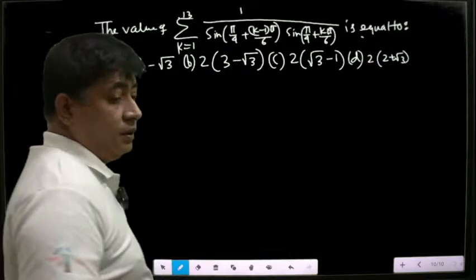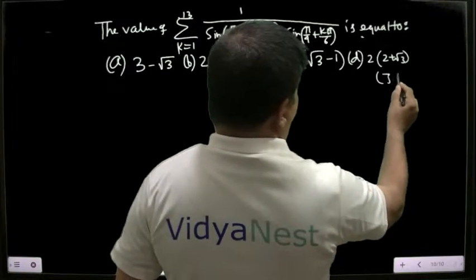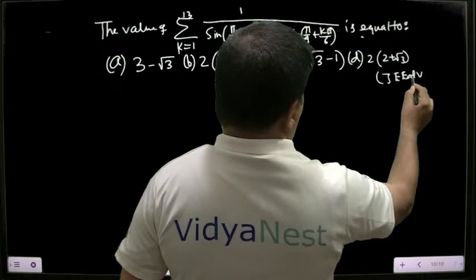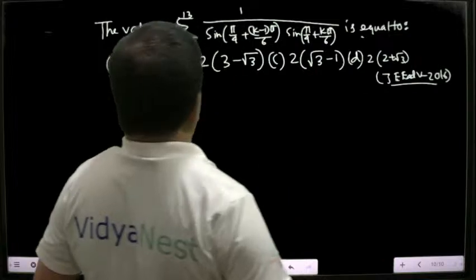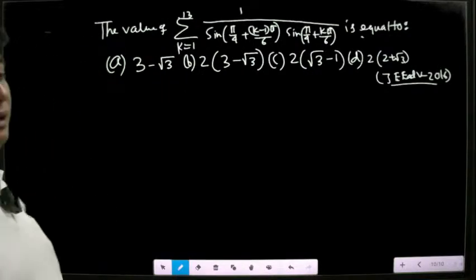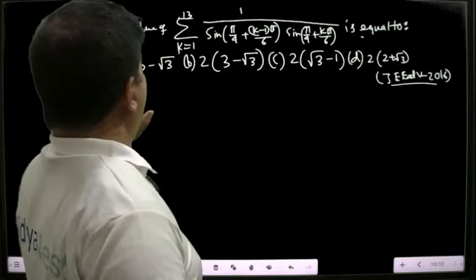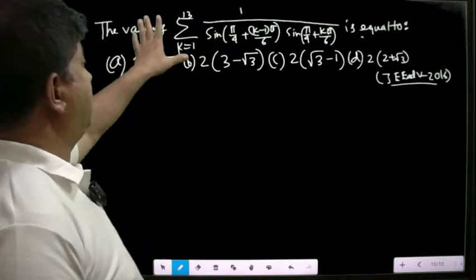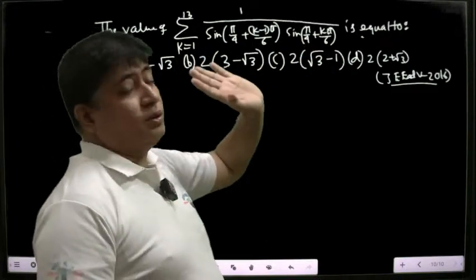Okay. This is a pure JEE level question. It came in JEE Advanced 2016. Now in this sum, first of all, in class 10 statistics, you had gone through the concept of sigma. Sigma means summation, and here there is a product of these two terms.